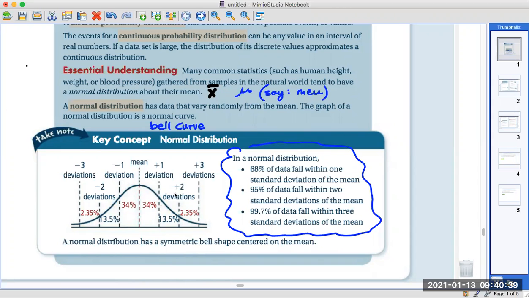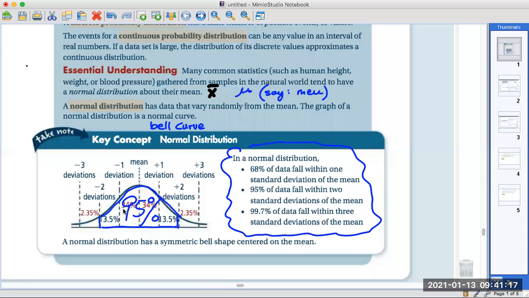Then within 2 standard deviations, you add another 13.5% on each wing. So 13.5 plus 13.5 makes it 27%. So 27% added to 68 will give you 95% of data fall within 2 standard deviations of the mean. So from here to here is 95%. Almost all of the data points will fall in this range right here.